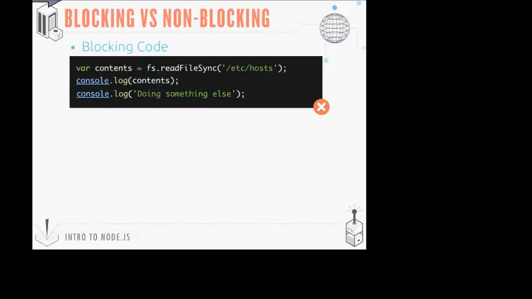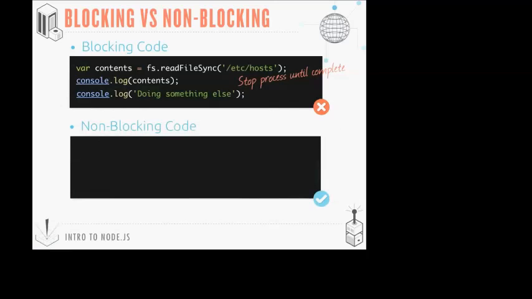Now here's some actual Node code. First of all, the blocking version of reading out the file might look like this, where we're getting all the contents of the file, we're then logging that out, and then doing something else. So obviously when this gets executed, it just runs one at a time.